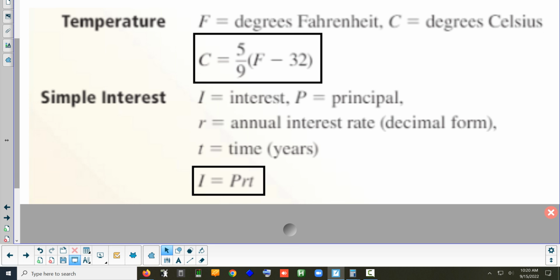Okay, here's another formula. Again, we might not get to all of these today. I'm just showing you a couple. We'll probably do 2 of them. This is a formula that's used in banking. And it's I equals P R T.